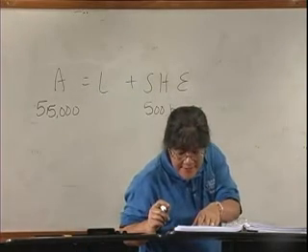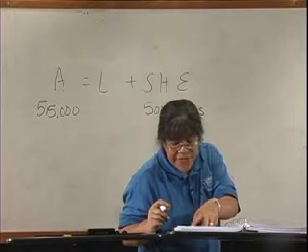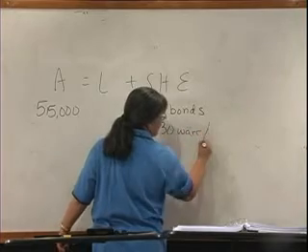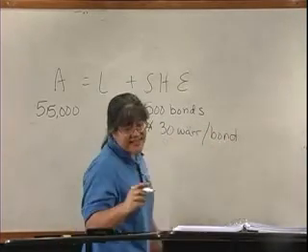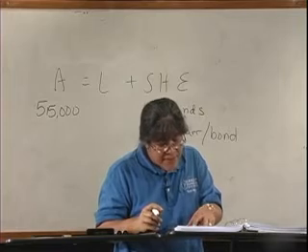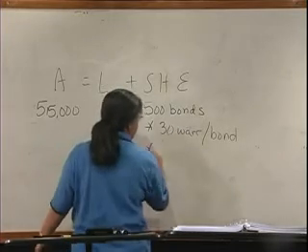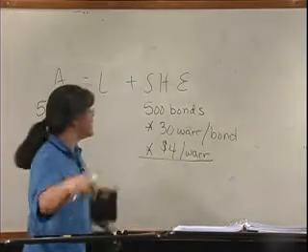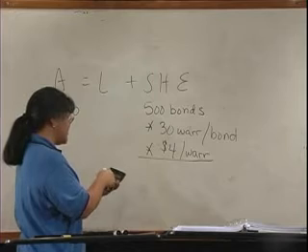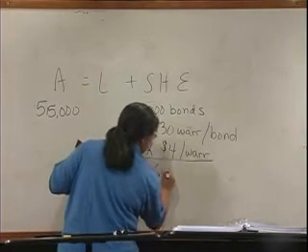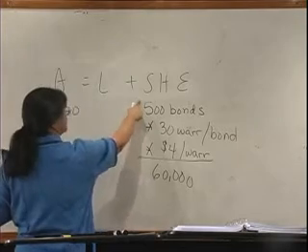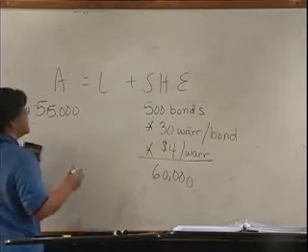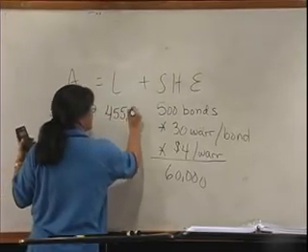Okay, so we had 500 bonds, and it says that each $1,000 bond was issued with 30 detachable warrants, so times 30 warrants per bond. And then the market price of each warrant was $4, times $4 per warrant. So I just take out my calculator and say 500 times 30 times 4. It gives me 60,000. So what would be attributed to shareholders' equity? 60,000. And the balance would go to liabilities. So 515 minus 60 gives me 455,000, which goes to the liabilities.